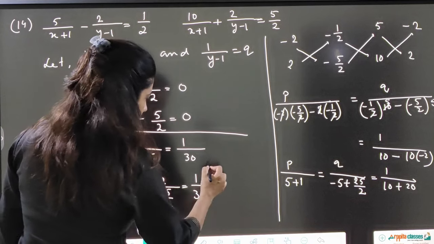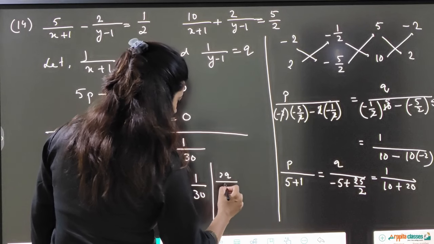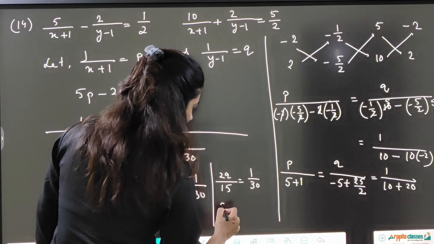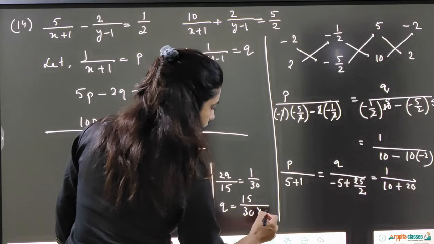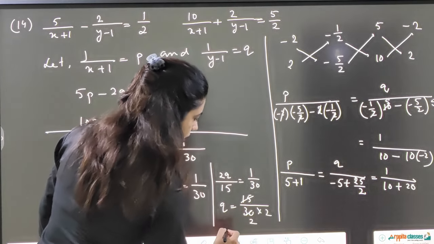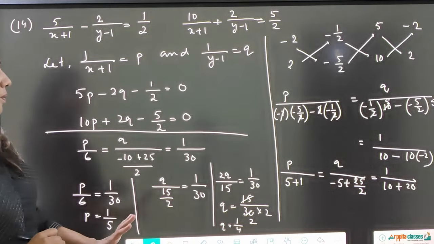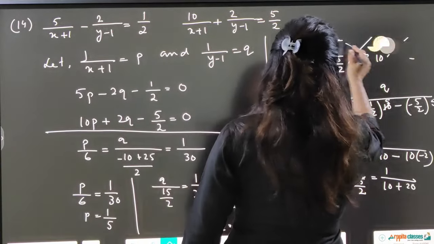So 2q by 15 is equal to 1 upon 30, or q is equal to 15 by 30 and 2 here. So this is coming, the value of q is coming 1 upon 4. So we got the value of p and q. Now we'll substitute these values. So we'll do it here.